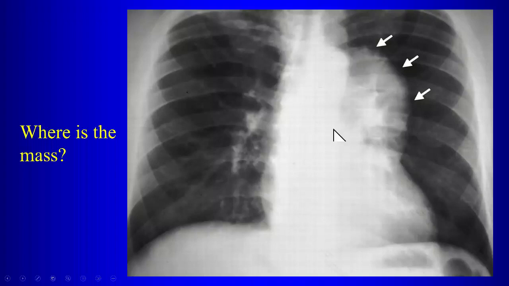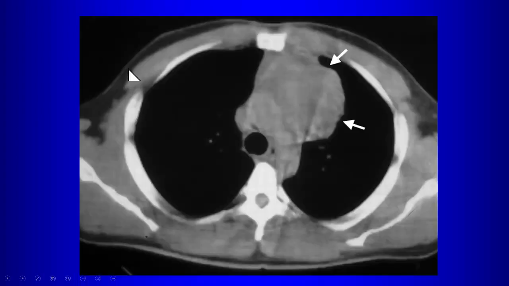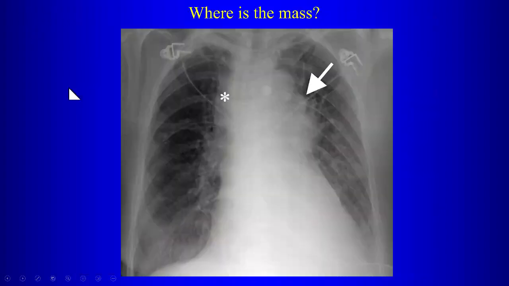We can see the descending thoracic aorta and the aortic knob. Those are posterior structures. So here we think anterior mass, a big mass in the anterior mediastinum. What do we think this is? Thymoma. This was a thymoma, yes, in this patient.